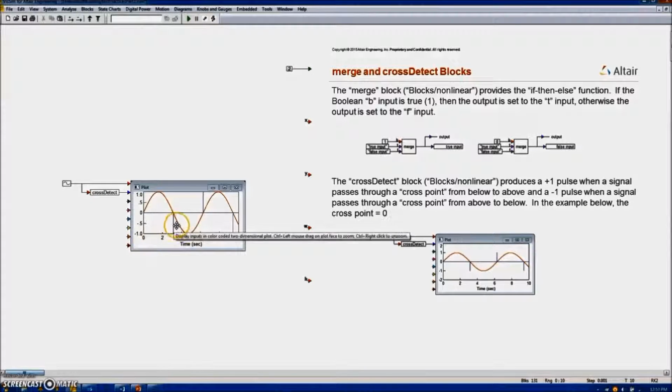The cross detect outputs a -1 when the sine wave passes from positive to negative through the cross point, and similarly a +1 when the sine wave transitions from minus to plus through the cross point.